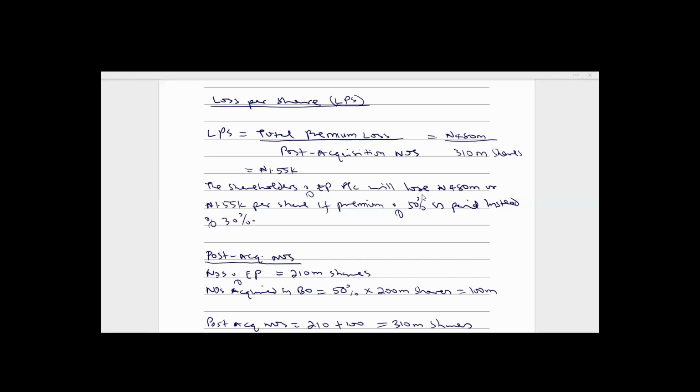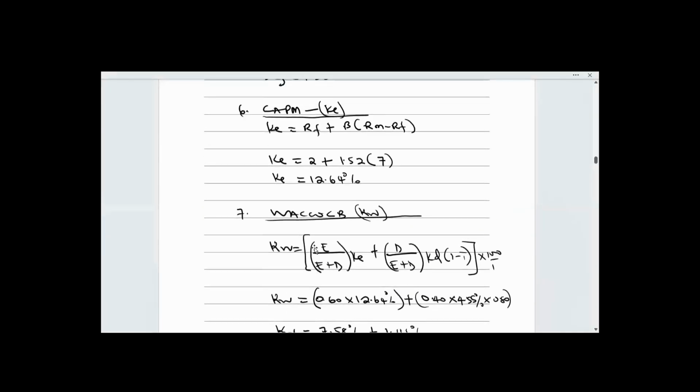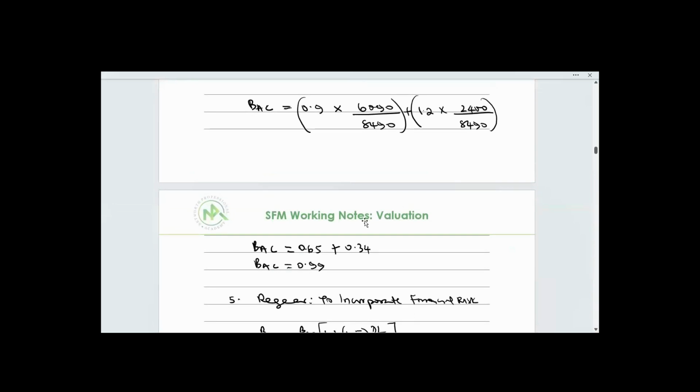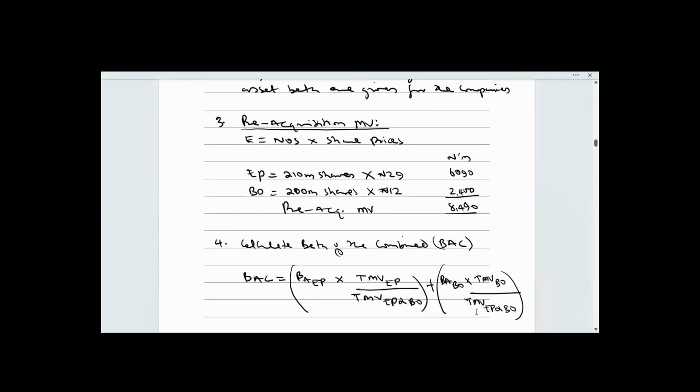Hello, Prosper. Yes, I've seen, sir. You see, every information is there in the question. So EP is acquiring half, that is 50% of shares in BO. So if the total value of BO is 2.4 billion, remember we did the calculation last time. Let me show you. Yes, sir, I still have that calculation. This is the value of BO that we calculated, 2.4. So that is the worth of BO.